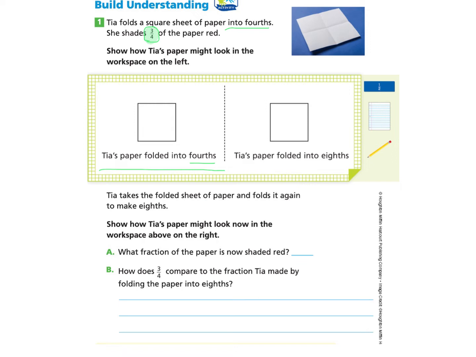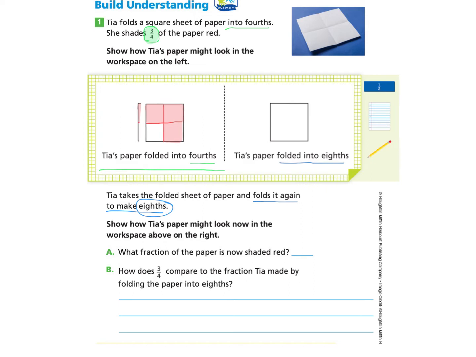So the first thing I'm going to do is go ahead and make this square into 4 equal parts. And that's the first step. And then next I'm going to shade 3 of the 4 squares red because we were told that she shades 3/4 of the paper red. Now I'm going to take a look at the next direction, which says Tia takes the folded sheet of paper and folds it again to make 8s.